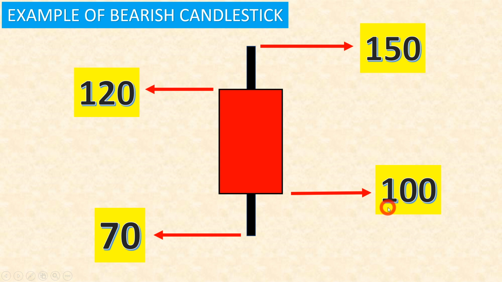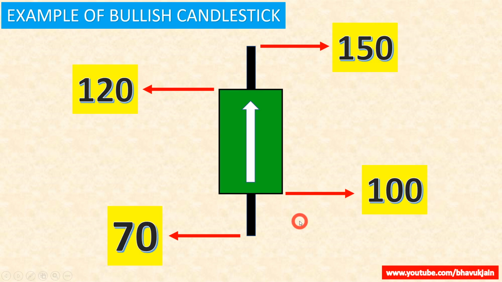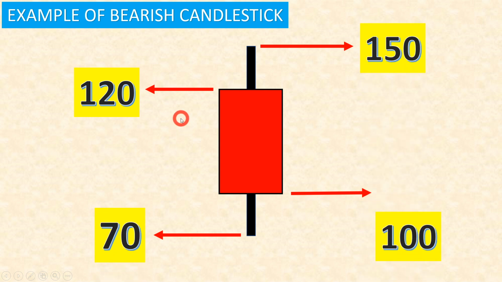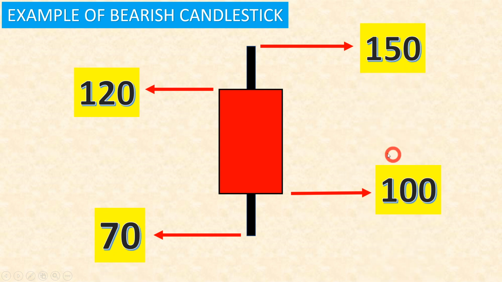So one thing you remember that in a bullish candle, let me show you. In the bullish candle, the opening price is at the lower side of the body and the closing price is at the upper side of the body. But in a bearish candle, the opening price is at the upper side of the body and the closing price is at the lower side of the body.